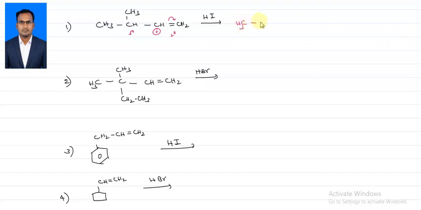Tertiary is more stable than secondary. So now it is forming a tertiary carbocation. To this tertiary carbocation, the nucleophile has to attack. What is the nucleophile? I. So it is the major product. Not the iodine attacking at this carbon. This is not a major product, right? Let us see the second example.